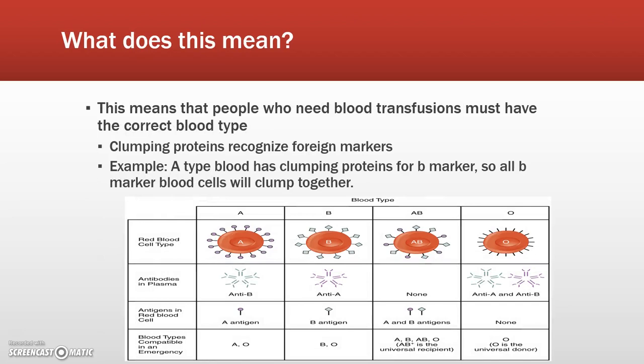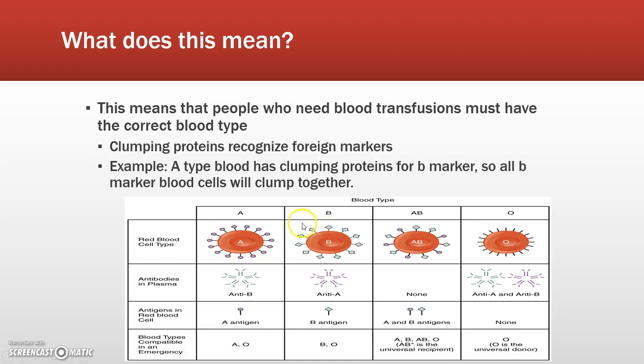It means that people who would need a blood transfusion, like if they're very sick, must get the correct blood type. So you have these things called clumping proteins, which recognize the foreign markers on your blood cells. So for example, A-type blood has clumping proteins for the B marker, so all B marker cells will clump together. So what that means is you're basically going to form a blood clot.